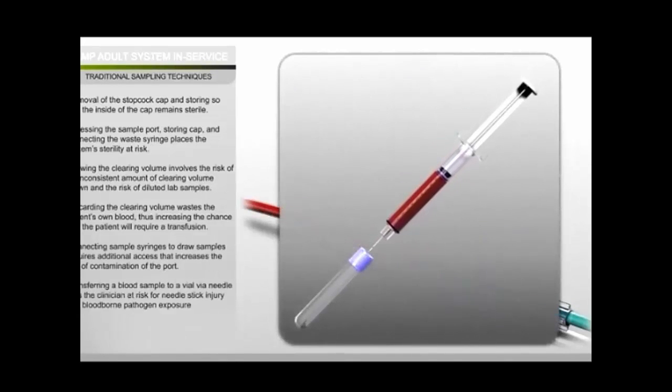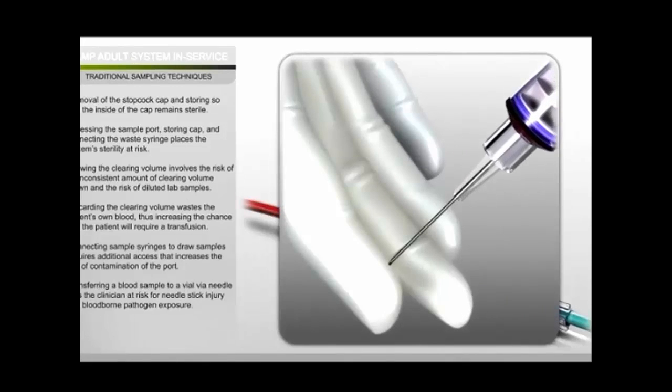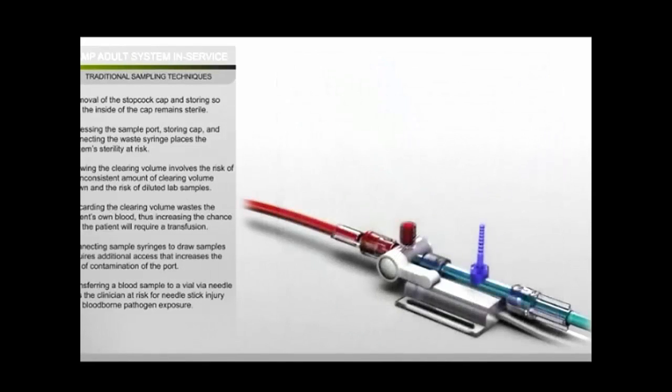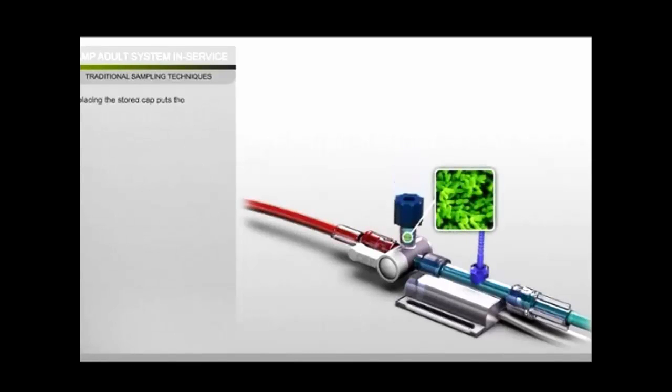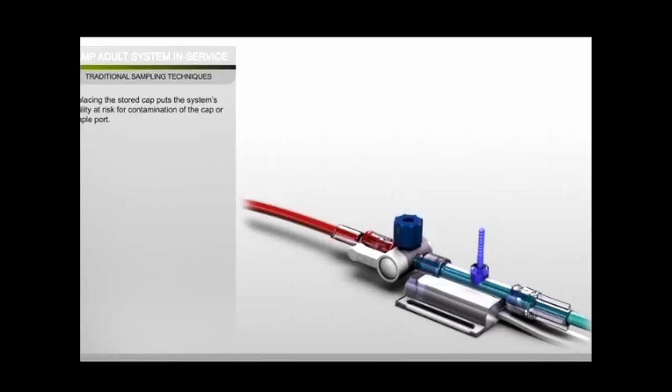Transferring a blood sample to a vial via a needle puts the clinician at risk for needle stick injury and blood-borne pathogen exposure. Flushing the port to clear residual blood also puts the clinician at risk for blood-borne pathogen exposure. Replacing the stored cap puts the system's sterility at risk for contamination of the cap or sample port.